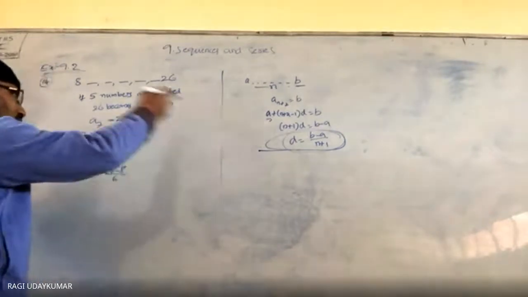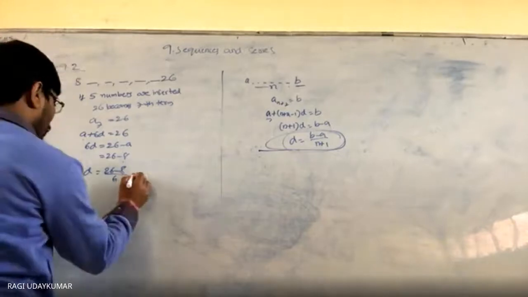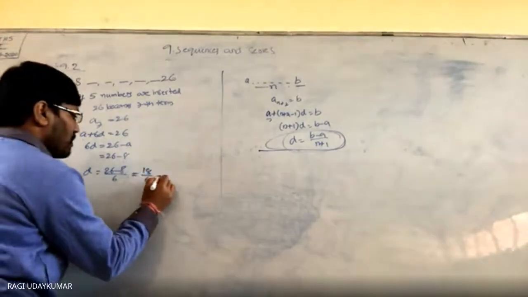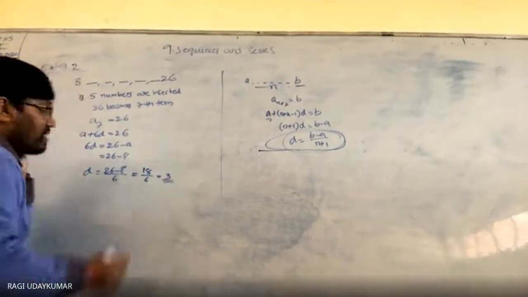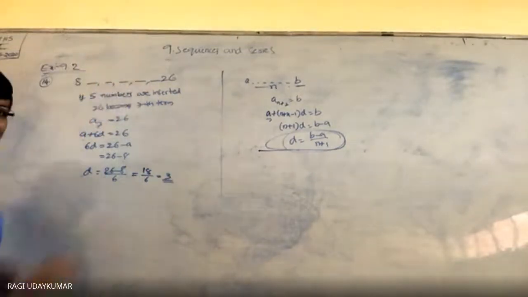So you can also use the formula directly to find the common difference like this. 26 minus 8 is equal to 18, and 18 by 6 is equal to 3. 3 is the common difference. Add 3 to the first number, add 3, add 3, add 3, add 3, and then add 3 to the next number. Okay.